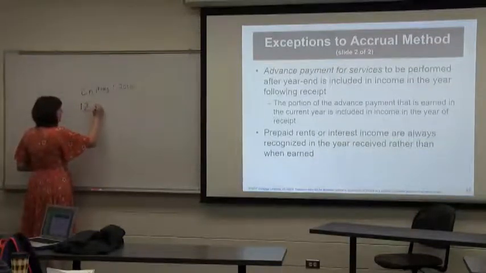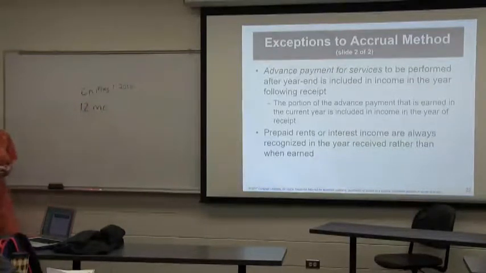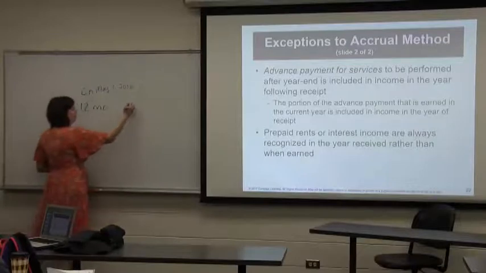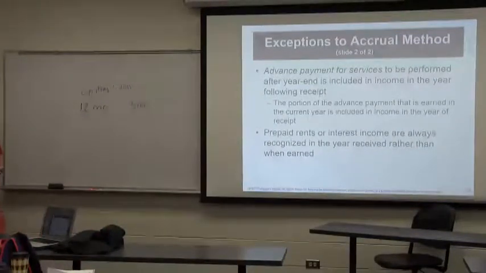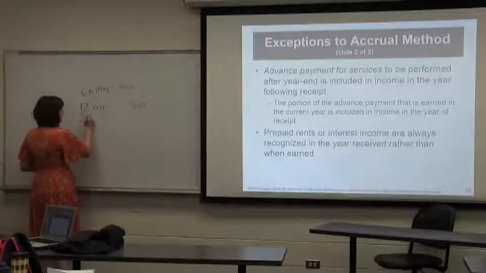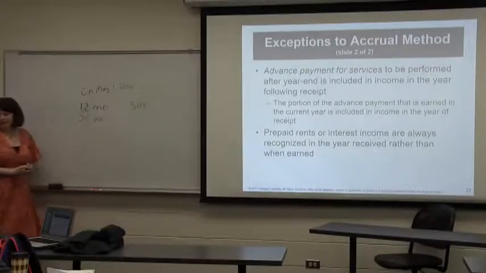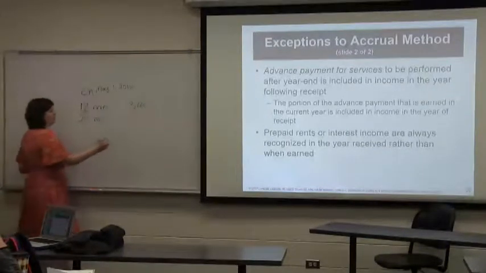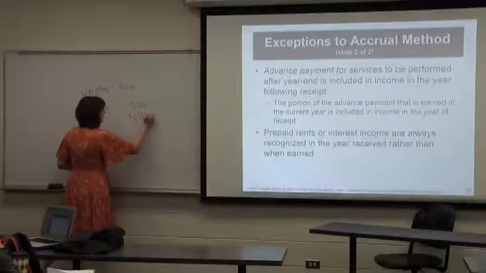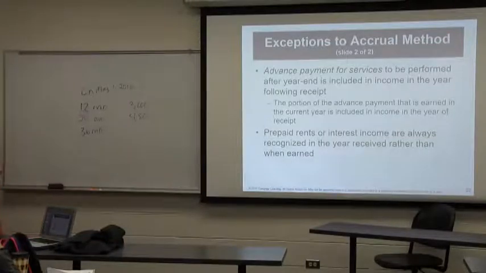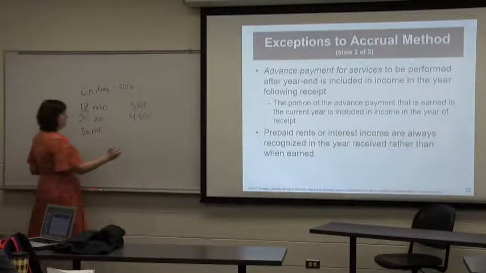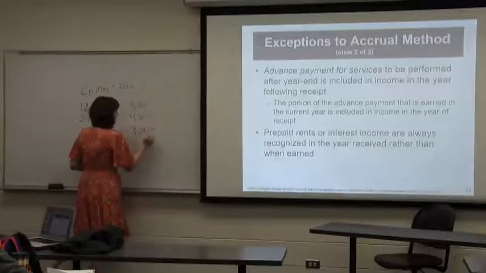They have 12-month contracts, and they have total proceeds of $3,000. They have 24-month contracts, and there are total proceeds of $4,800. And they have 36-month contracts, which produces total proceeds of $7,200.